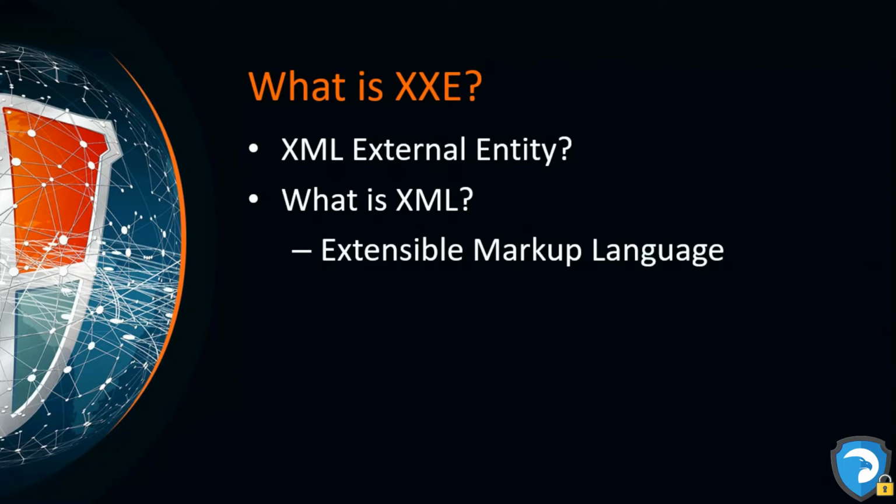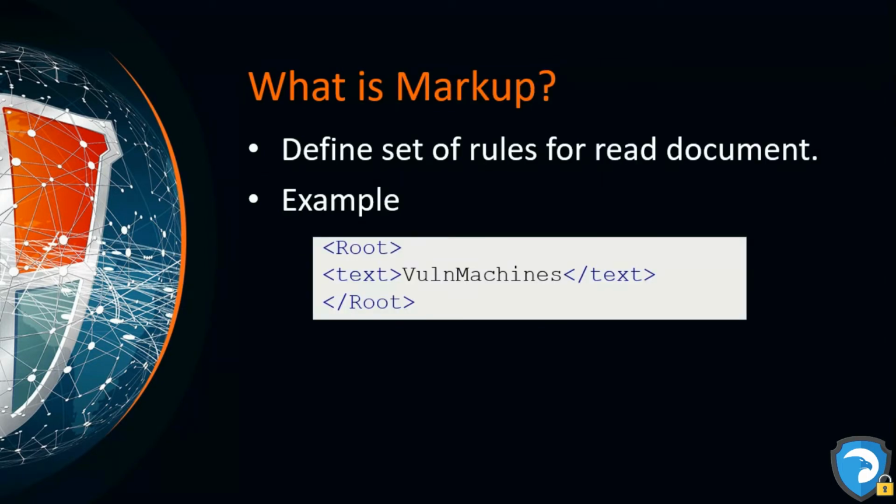Before understanding XXE, we need to understand what XML is and how it works. XML refers to Extensible Markup Language, and XML is a markup language much like HTML. But the difference between XML and HTML is that the purpose of XML is to transmit data, not to display data. Now let's understand markup. XML is a markup language that defines a set of rules for encoding a document in a particular format that is both human readable and machine readable.